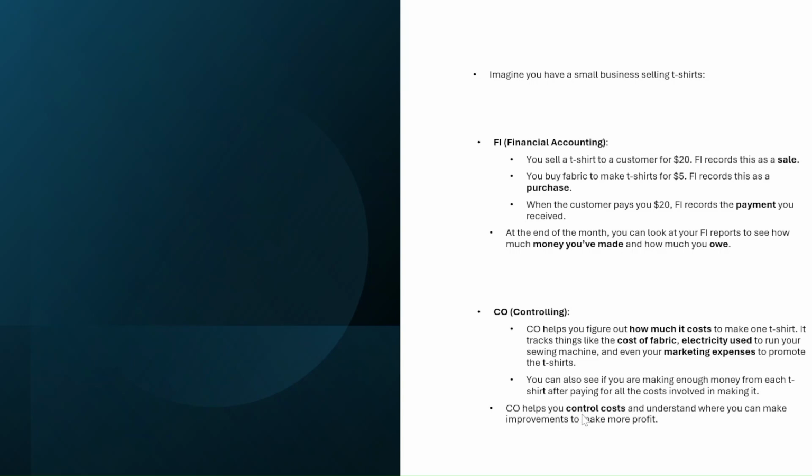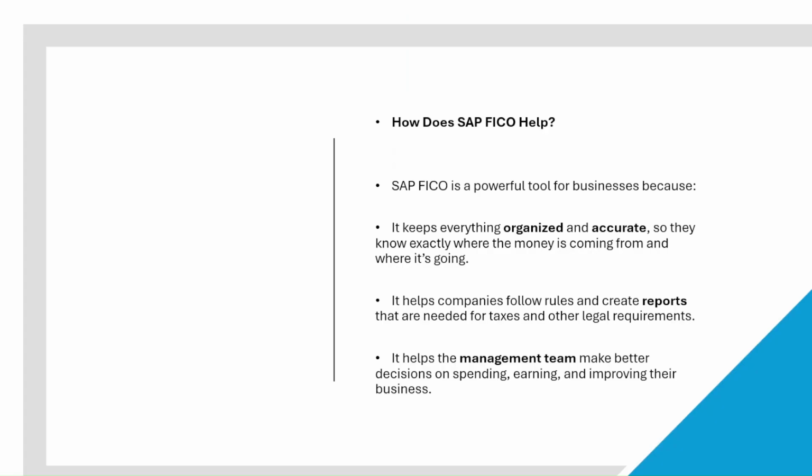As I already told you, CO just helps us to control the cost and understand where you can make improvements to make more profit. So how does SAP FICO help? SAP FICO is a powerful tool for businesses because it keeps everything organized and accurate. So they know exactly where the money is coming from and where the money is going. We can track each and everything with the help of the reports.